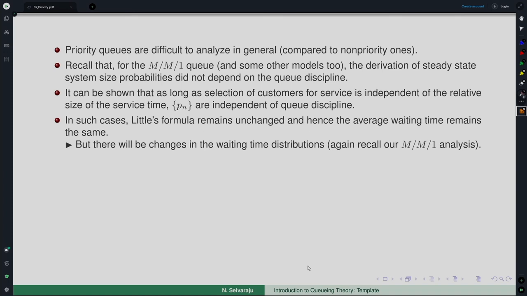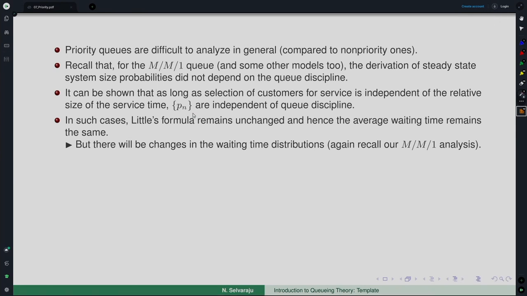And it can be shown that, as long as the selection of customers for service is independent of the relative size of the service time, PNs would be independent of the queue discipline. What does that mean? That would mean that, for example, if you are looking at a situation where the shorter service time requirements are taken up first for service, that kind of thing is not happening. That is the case where the selection would depend on the relative size of the service time. Shortest service time first, right? This is one queuing discipline that exists, and we may not see that, but of course that is one such discipline. So in such case, this is not the case. As long as such situations are not there, the selection of customers for service is independent of the relative size of the service time, then PNs are independent of the queue discipline.